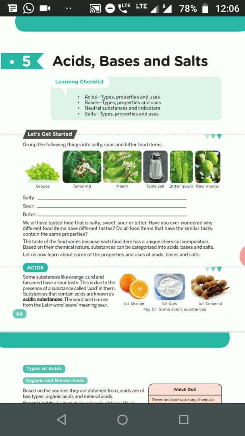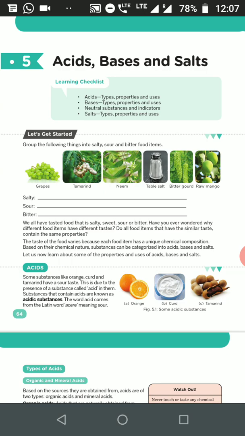Like grapes are sour in taste, tamarind is sour in taste, neem is bitter in taste, table salt is salty in taste, bitter gourd is bitter in taste and raw mango is also sour in taste. So we differentiate each and every food item on the basis of salty, sour and bitter. The taste of food varies because each food item has a unique chemical composition, due to which the taste of each food item is different.